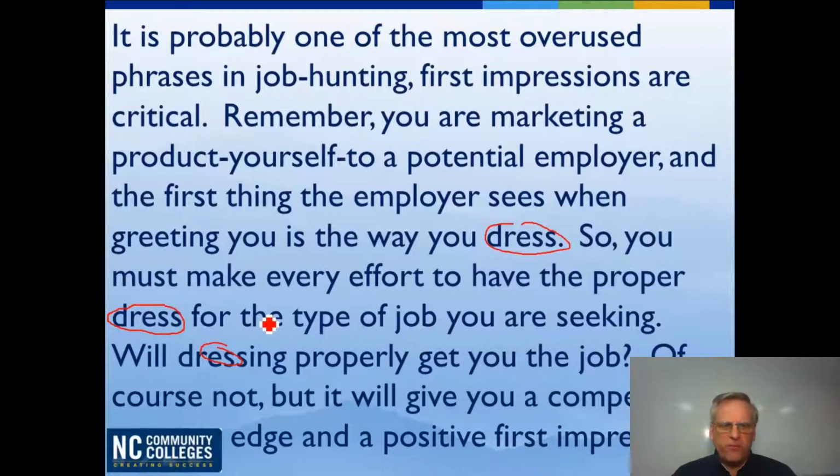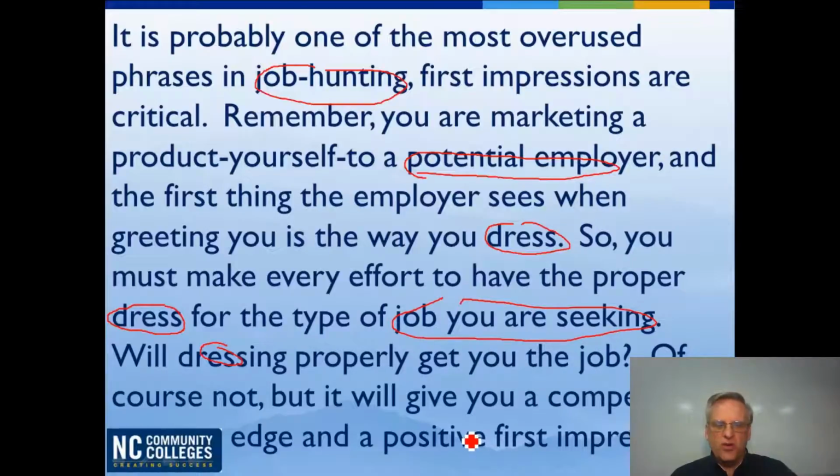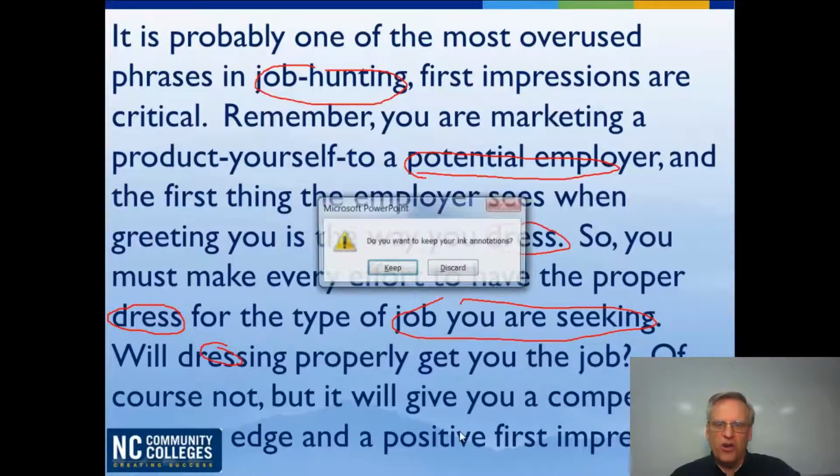But dressing for when? And I think that's also a critical part. I think it's really dressing for job hunting. We're really looking at a potential employer. That's the same thing. We're hunting for a job. Potential means we don't have that yet. We could have this in the future. So it's really job hunting, job seeking, potential employer. These things I see repeated over and over again.